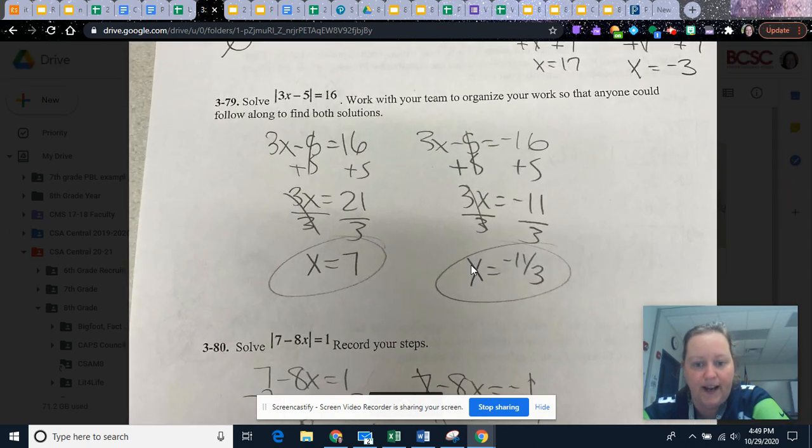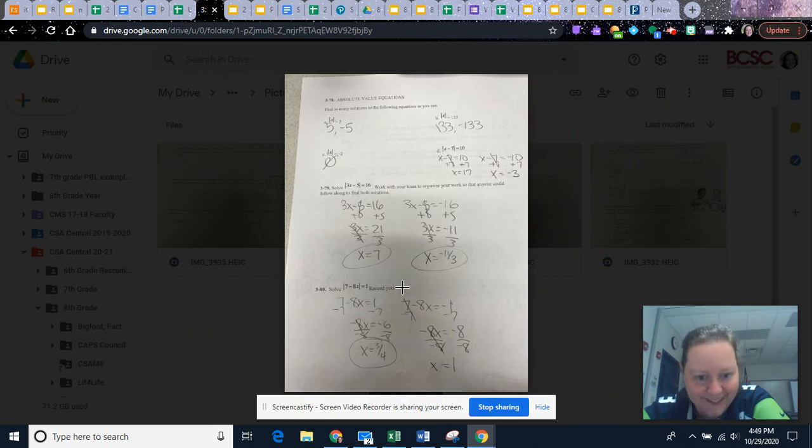So then looking at number 80, again, feel free to pause and try this on your own. The two equations that you're going to solve are 7 minus 8x equals 1 and 7 minus 8x equals negative 1. So you can see how I solved it.